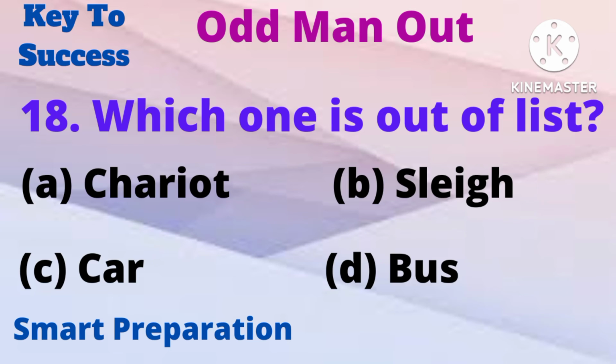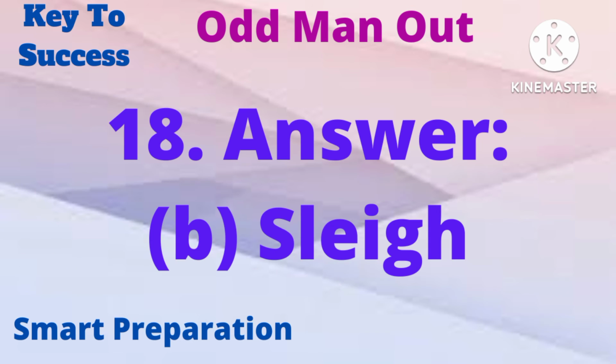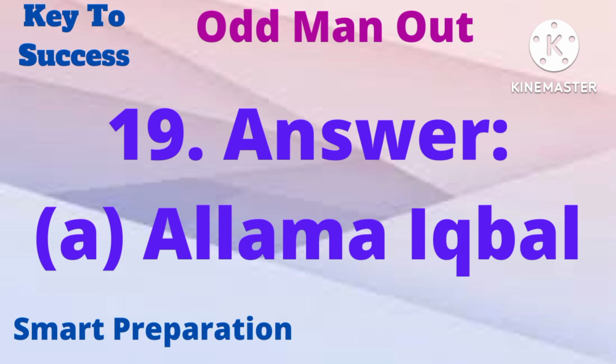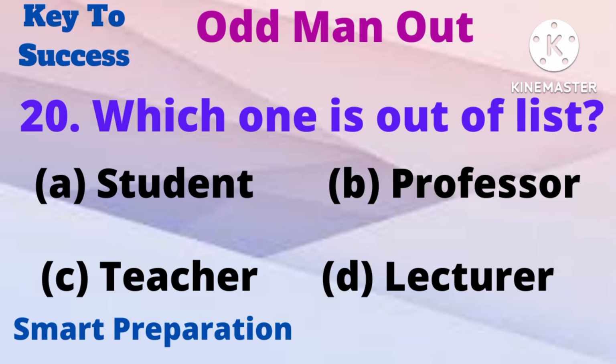Which one is out of list? A chariot, B sleigh, C car, D bus. Which one is out of list? A Alam, Iqbal, B Imran Khan, C Hassan, Sardar, D Akib, Javed. Which one is out of list? A student, B professor, C teacher, D lecturer.